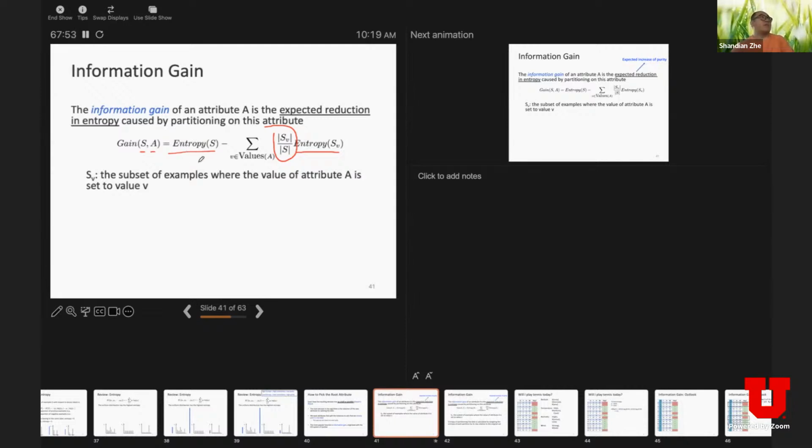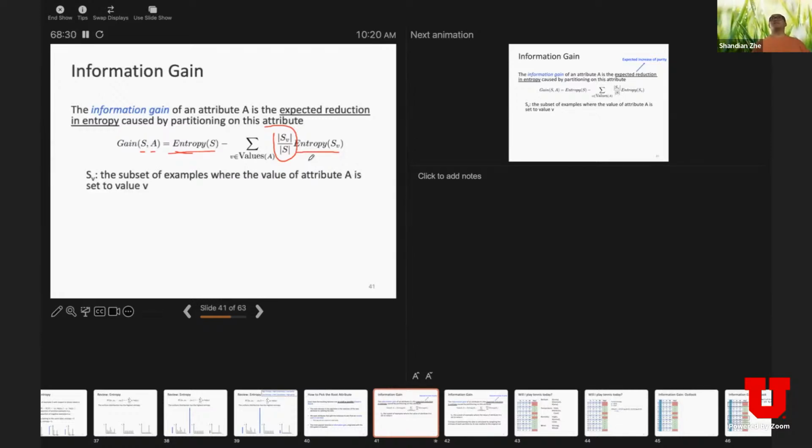Now from the definition, we can see that this is essentially the reduction of the entropy. Before we split S with A, we have an entropy of the whole data set. After we use A to split S, we get a list of subsets. Then we compute the entropy of each subset and take a weighted average over that. Then we look at the difference between the entropy of the whole set and the weighted average of the entropy of each subset.